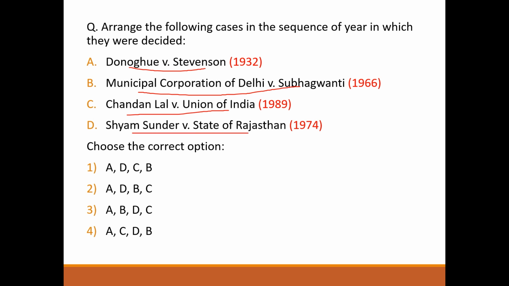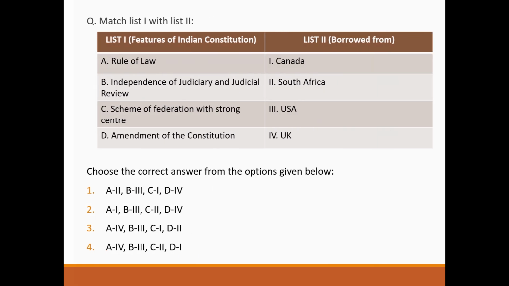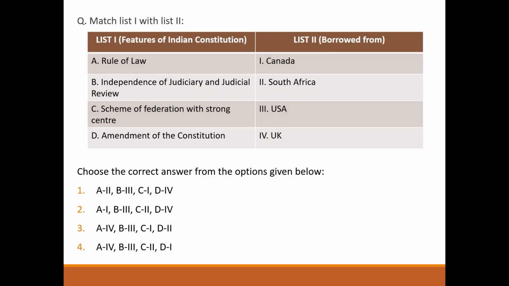Next question. Match the following. List 1, features of Indian Constitution. List 2, borrowed from. Rule of law, UK. Independence of judiciary and judicial review, USA. Scheme of federation with strong center, Canada. Amendment of the Constitution, South Africa. So answer will be option number 3.